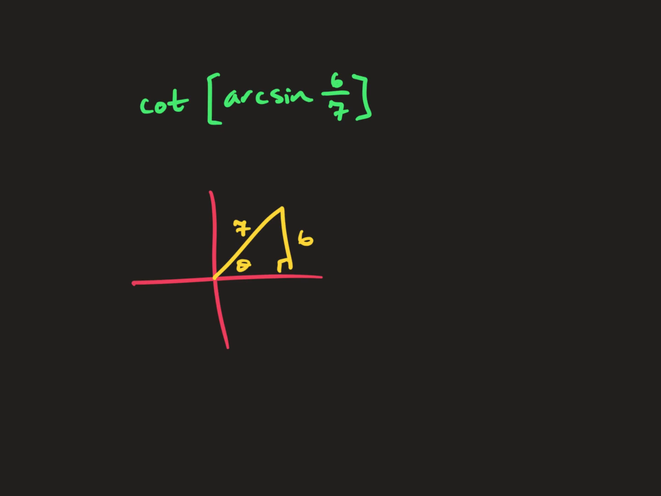49 minus 36, square root it, right? Square root of 13. Is it positive or negative? Positive, because it goes right. What's cotangent?